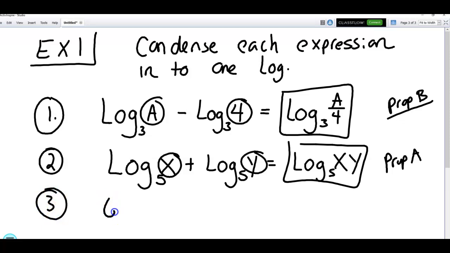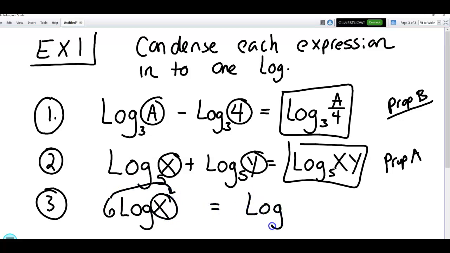Let's say I had 6 log of x. All right, so for that one, when you have a log with a number in front of it, or a variable, whatever's in the front, that's going to become an exponent on this thing here. So this is going to become an exponent there. And so the answer for this one will be log x to the 6th. Okay?